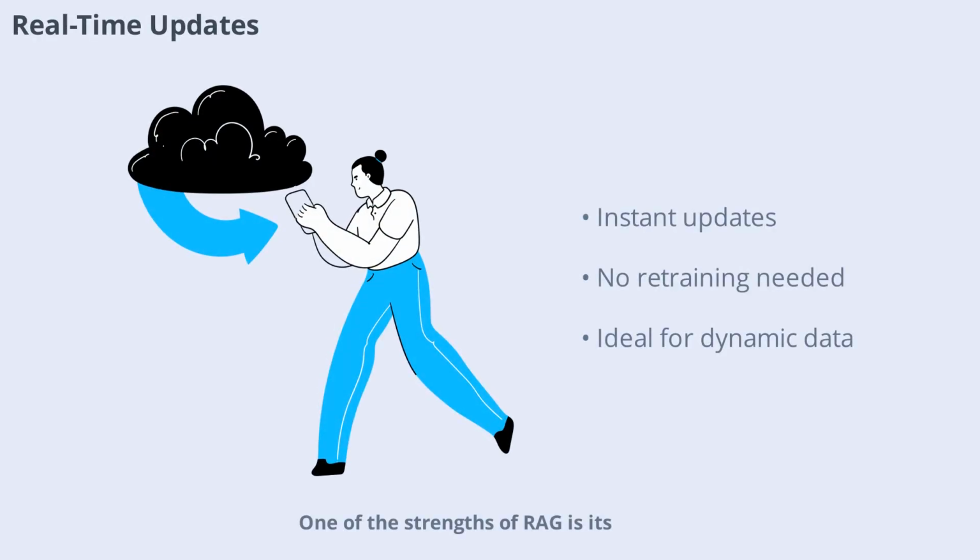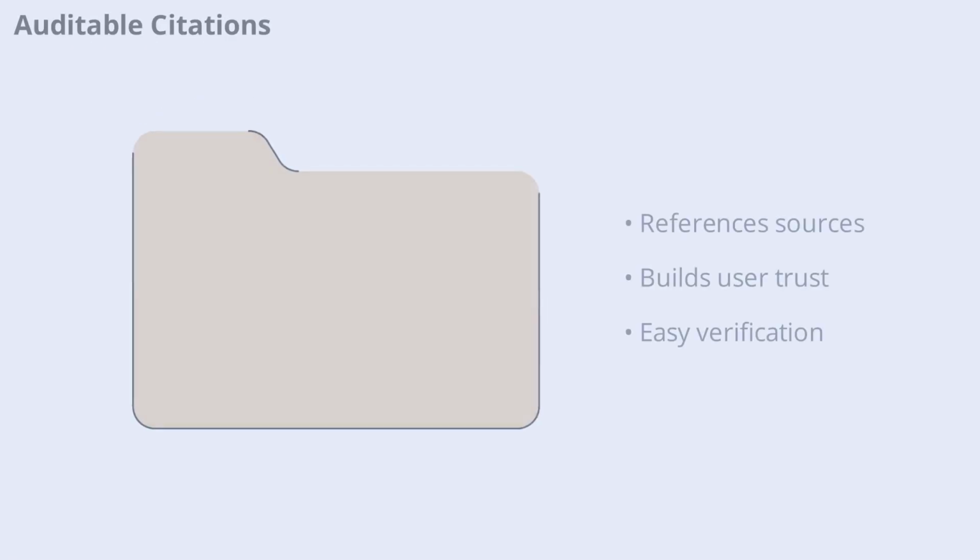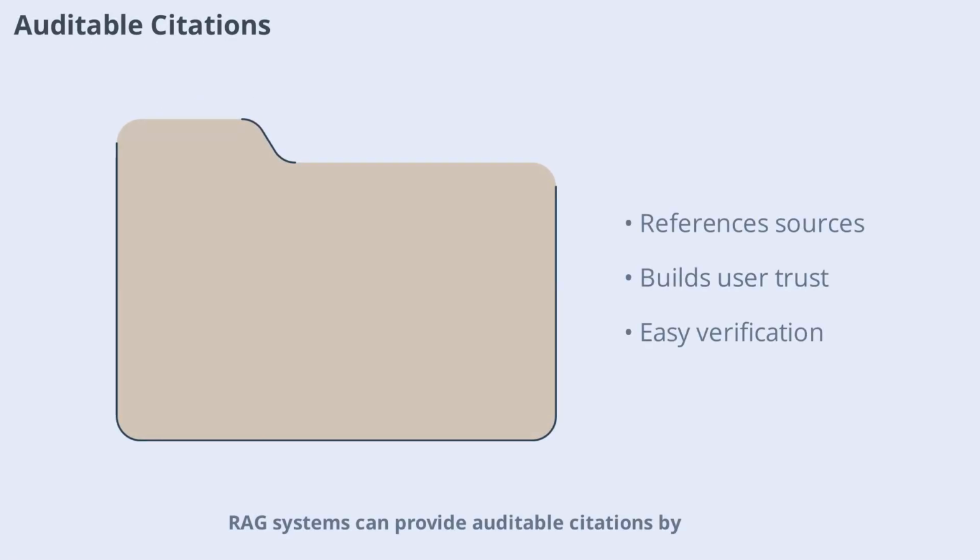usage. One of the strengths of RAG is its ability to update instantly as new information becomes available. By changing the content in the vector database, the system can provide up-to-date answers without retraining the language model, making it ideal for dynamic environments. RAG systems can provide auditable citations by referencing the exact source of retrieved information. This transparency builds trust with users and allows for easy verification of answers, which is especially important in regulated industries.